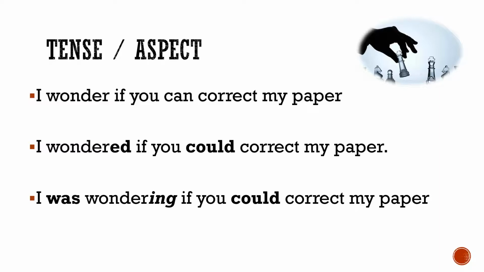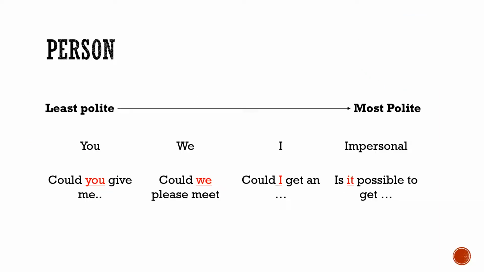Another way to do this is to change the person. If we talk about you, "could you do something?" This is considered less polite than "we." "Could we do something?" And this is considered less polite than "I." And this is considered less polite than an impersonal "it." So rather than "could you do something," we could say, "is it possible to do something?"